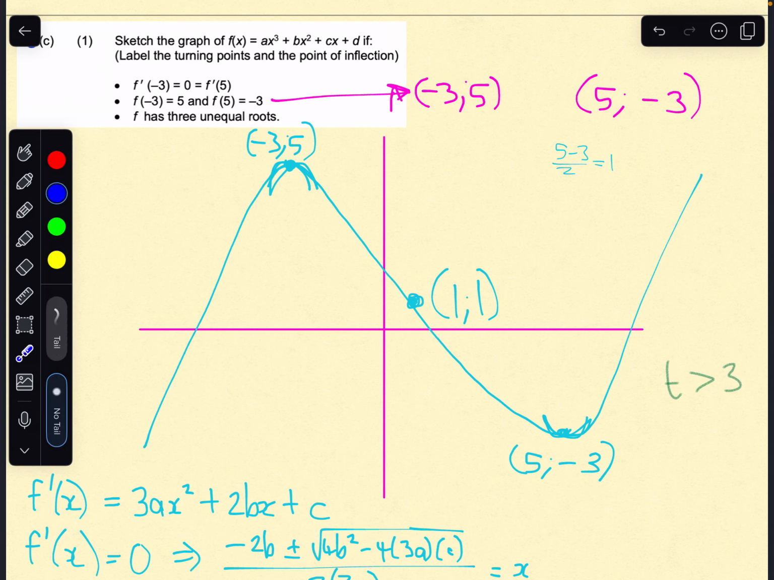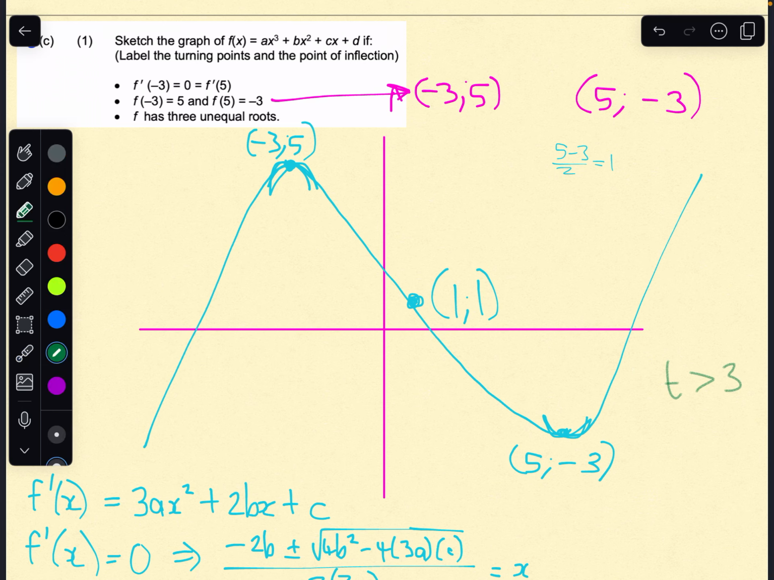Right, then the other scenario is if we move the curve down such that this turning point is now below the x-axis. So that means that we need to move the curve down by more than 5 units. So we need to add anything smaller than -5, right? Or minus anything bigger than 5. So -6, -7, -8, -5.01, right?